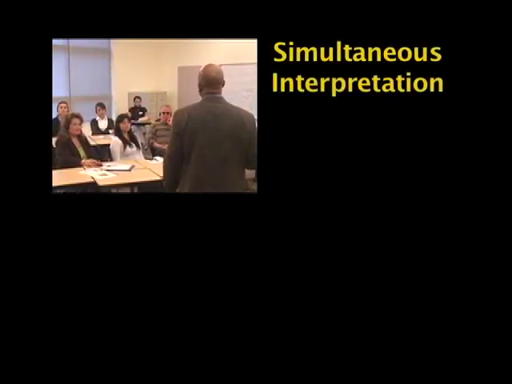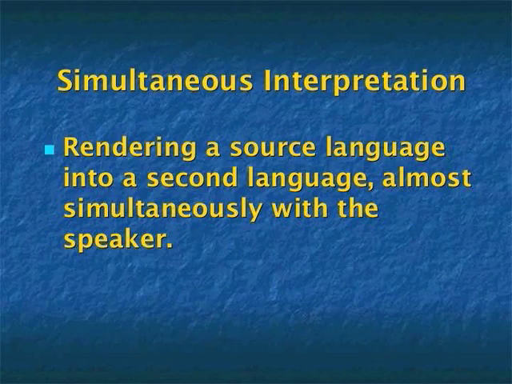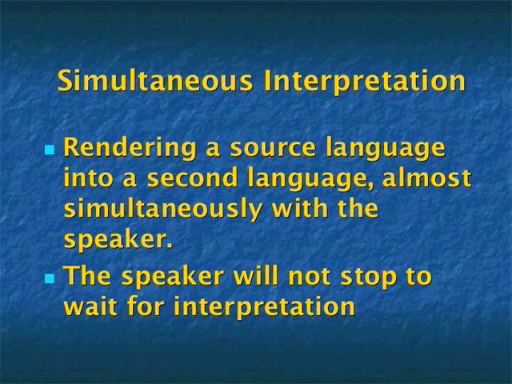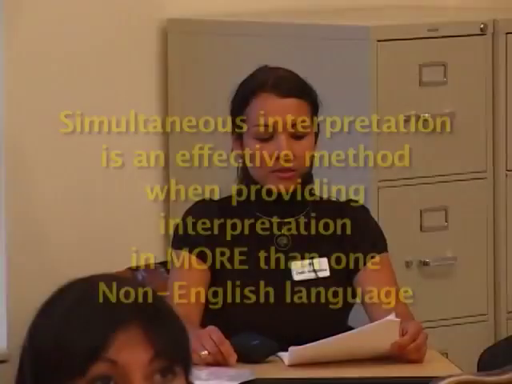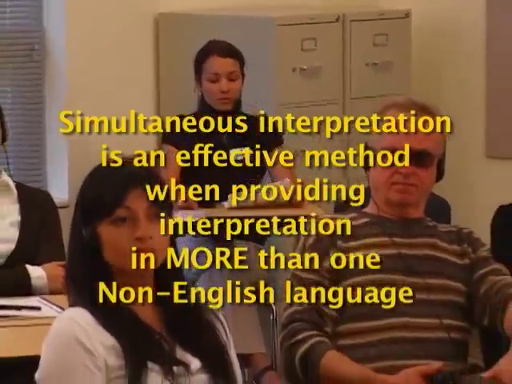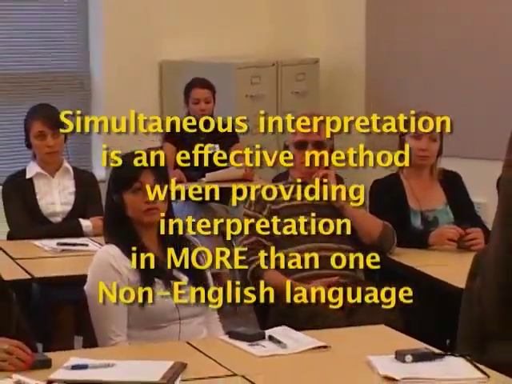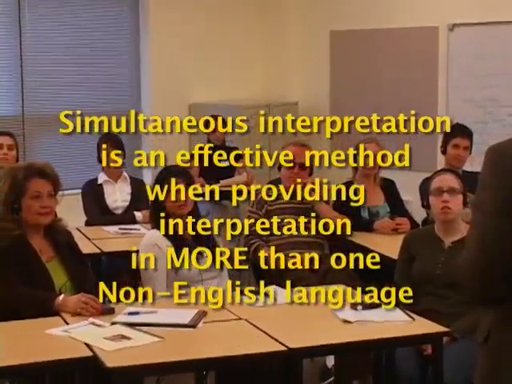Now let's look at simultaneous interpretation. Rendering a source language into a second language almost simultaneously with the speaker. The speaker will not stop to wait for interpretation. If the speaker is talking too fast, the interpreter might need to signal the speaker to slow down or stop. Simultaneous interpretation is an effective method when providing interpretation in more than one non-English language.